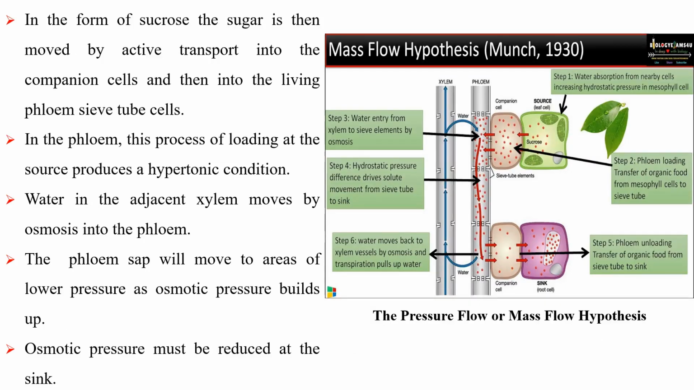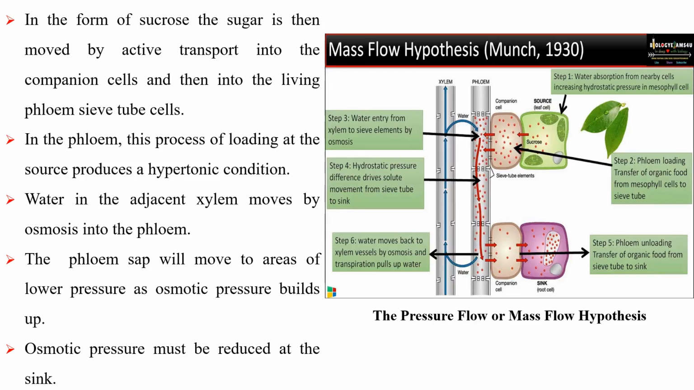In the form of sucrose, the sugar is then moved by active transport into the companion cells and then into the living phloem sieve tube cells. In the phloem, this process of loading at the source produces a hypertonic condition. Water in the adjacent xylem moves by osmosis into the phloem. The phloem sap will move to areas of lower pressure as osmotic pressure builds up.